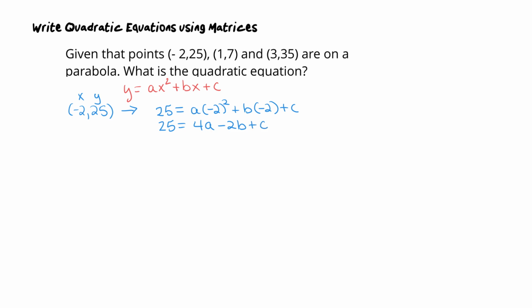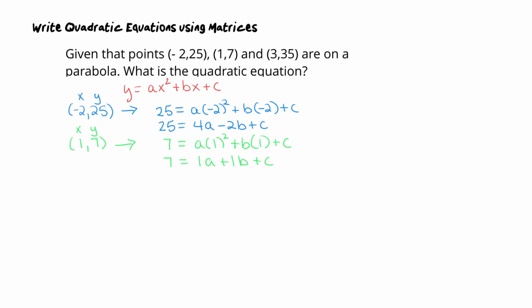Then I'm going to take my other point, (1, 7). Again, 1 is my x, 7 is my y, so I'm going to make an equation out of that using the red equation up there. So 7 equals a times 1 squared plus b times 1 plus c. If I simplify that, 7 equals 1a plus 1b plus c.